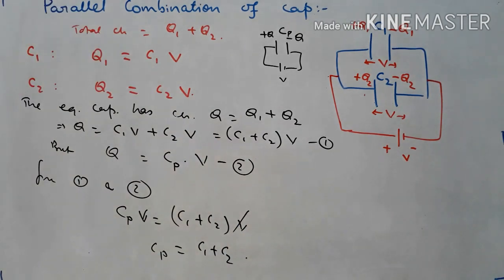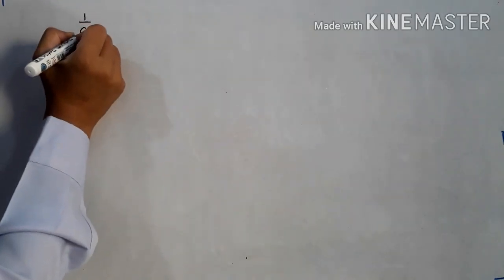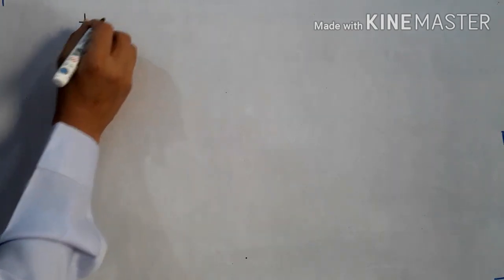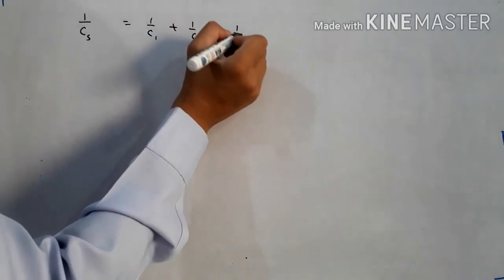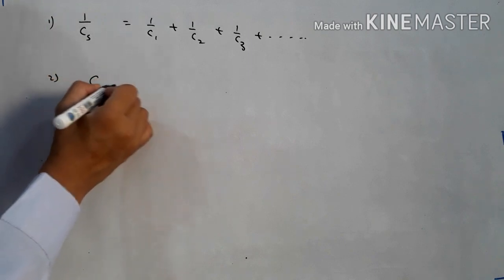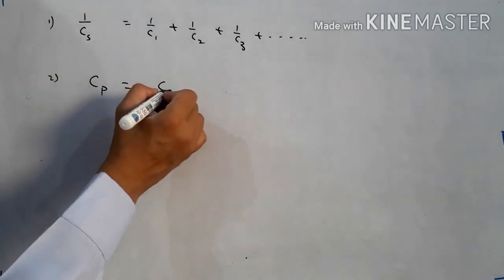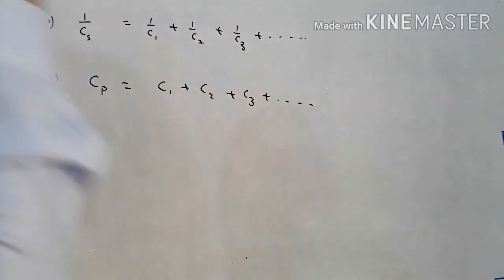So let me summarize what we have discussed so far. We discussed today the series and parallel combination of capacitors. So if we have series combination, then the net capacitance, its reciprocal 1 by Cs, S for series, is given as 1 by C1 plus 1 by C2 plus 1 by C3, depending upon how many capacitors you have used. Second, in parallel combination, the net capacitance Cp is just given by the sum of the individual capacitances: C1 plus C2 plus C3 plus so on.